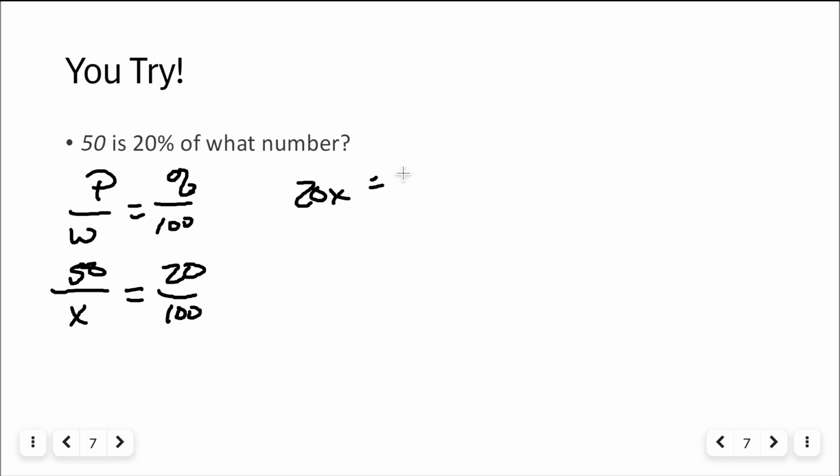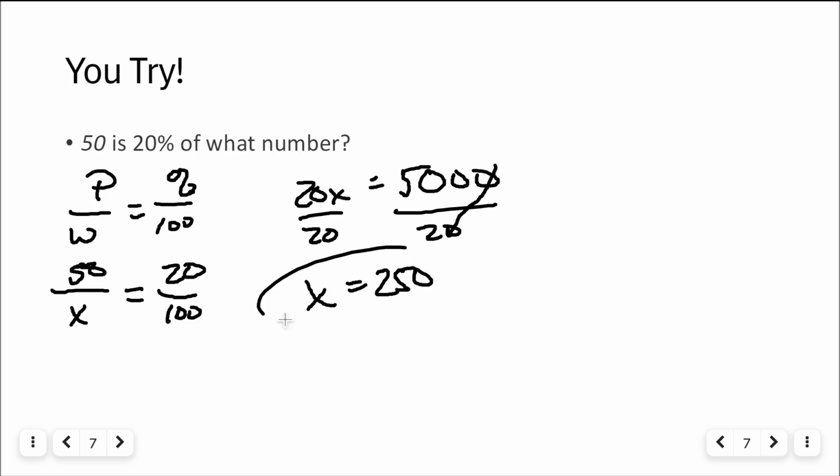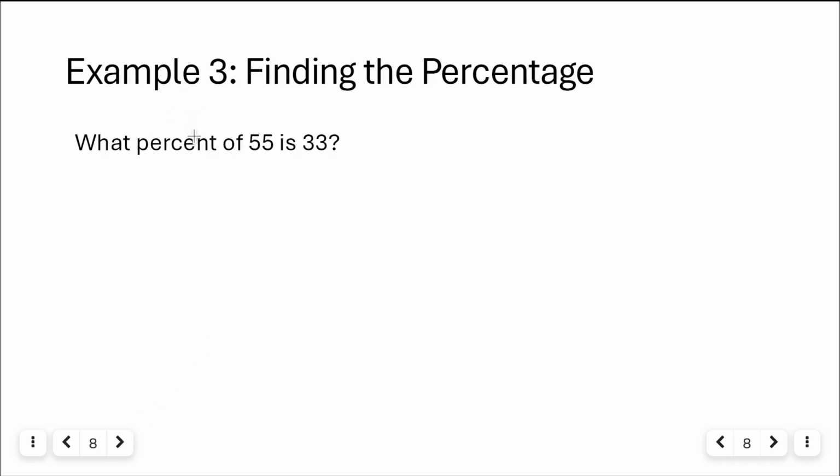I'm going to write, well, do 5 times 1 is 5, and then add 3 zeros, right? 5,000. Divide both sides by 20. So I'm going to drop a 0 off. 500 divided by 2. That's 250. So 250 is the number I'm working with. And then now I can find the percentage as well.